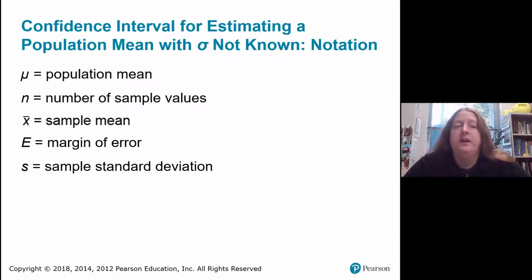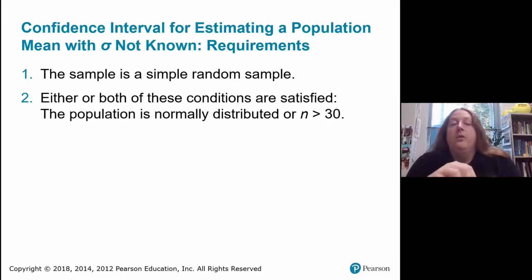Our variables that we'll have involved here are mu, our population mean, n, the number of sample values, x bar, our sample mean, e for our margin of error, and s for our sample standard deviation. So when we want to determine a confidence interval for estimating the population mean, when we don't know the population standard deviation, that's important. We're going to first talk about when we don't know our population standard deviation. If we do know our population standard deviation, we're going to do something slightly different, which we'll talk about later on in this video.